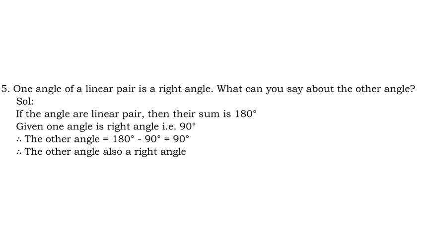Fifth question. One angle of a linear pair is a right angle. What can you say about the other angle? Solution. If the angles are a linear pair, then their sum is 180 degrees. Given one angle is a right angle, that is 90 degrees. So the other angle is equal to 180 degrees minus 90 degrees, which is equal to 90 degrees. So the other angle is also a right angle.